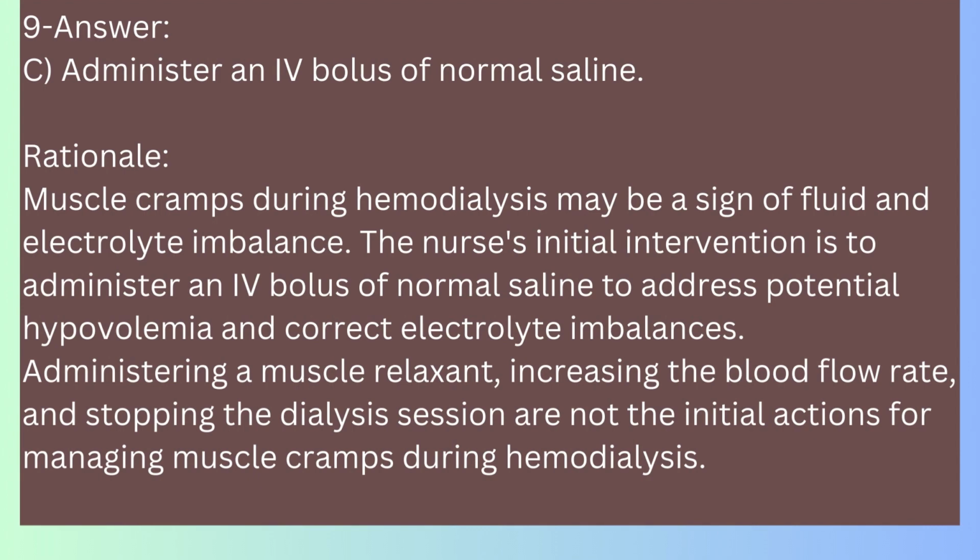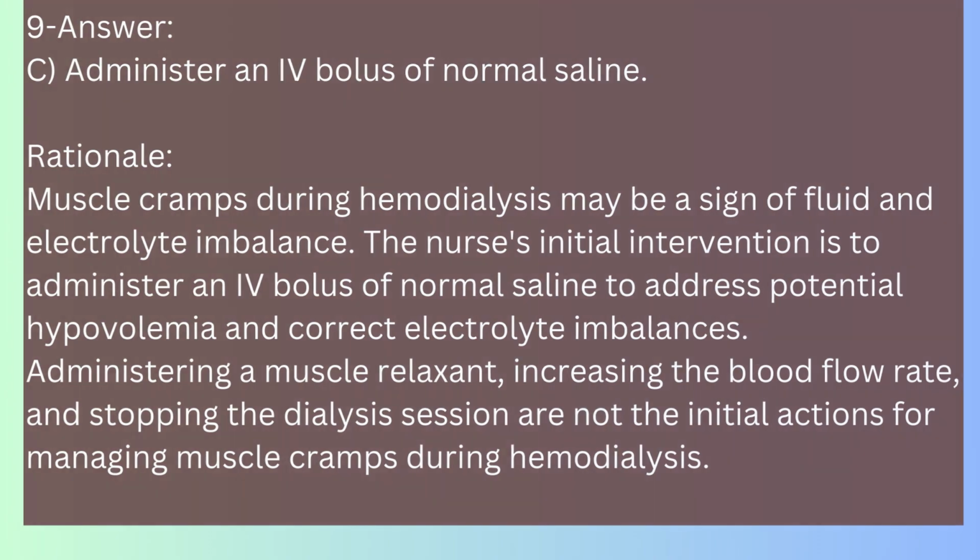Rationale. Muscle cramps during hemodialysis may be a sign of fluid and electrolyte imbalance. The nurse's initial intervention is to administer a bolus of normal saline to address potential hypovolemia and correct electrolyte imbalances. Administering a muscle relaxant, increasing the blood flow rate, and stopping the dialysis session are not the initial actions for managing muscle cramps during hemodialysis.